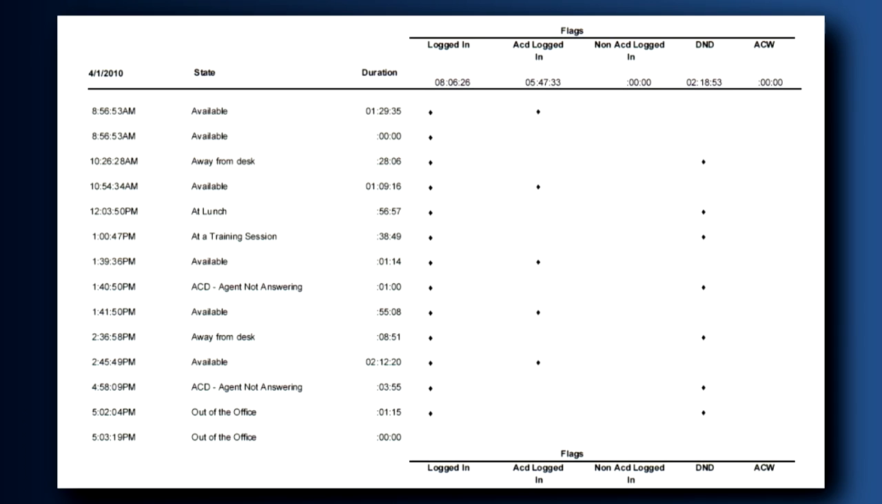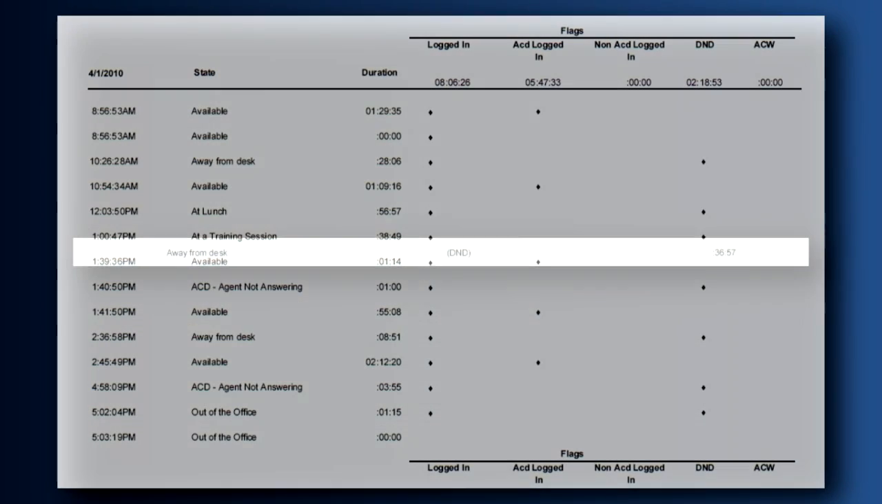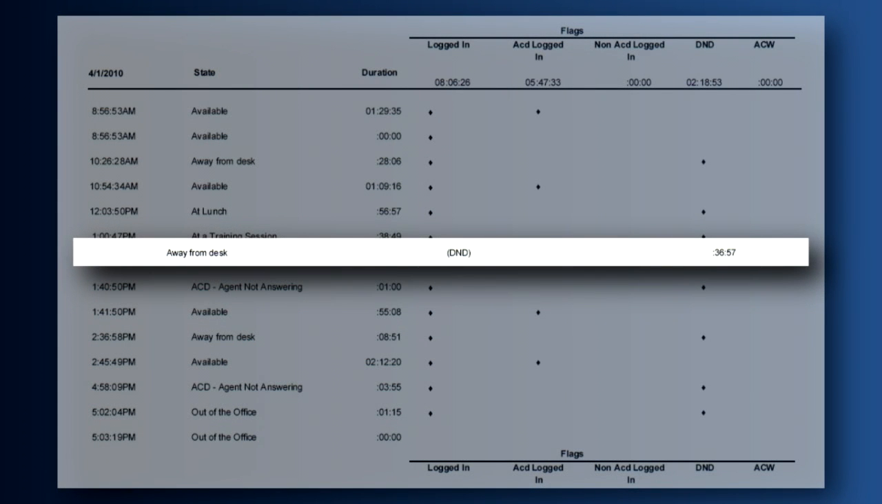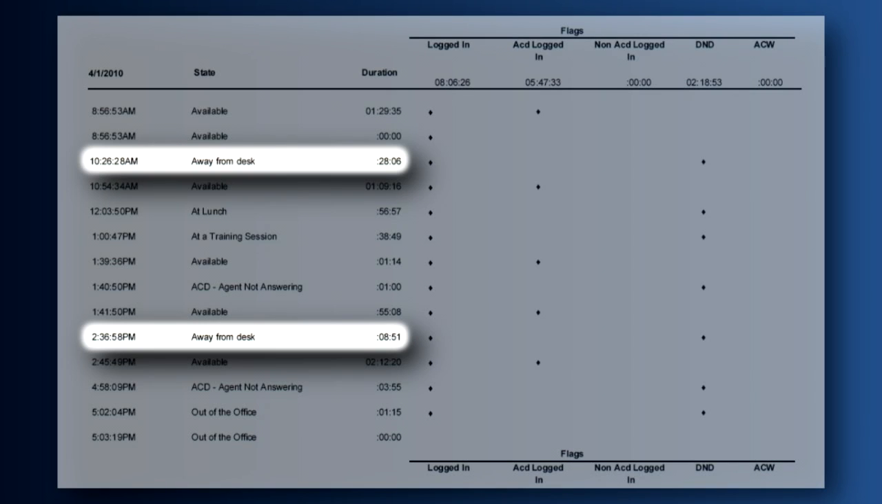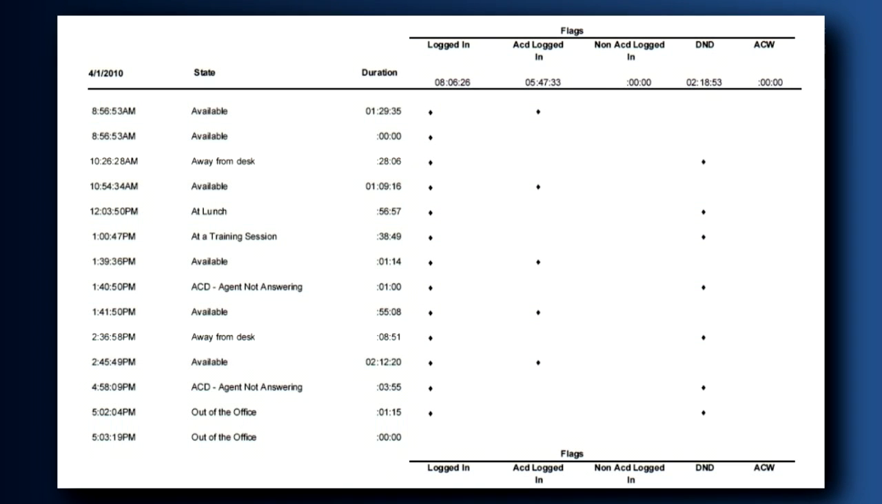I want to point out a couple of specific highlights here. Remember in the previous report, we had 30-some minutes of away from desk time, and we were curious about what might have been going on? Let's take a look. The answer is in this agent availability detail report. Do you see that at 10:26 a.m. there's 28 minutes of away from desk time? And then again at 2:36 p.m., another 8 minutes of away from desk time. Those two added together provide me with the 36 minutes I saw in the previous report.